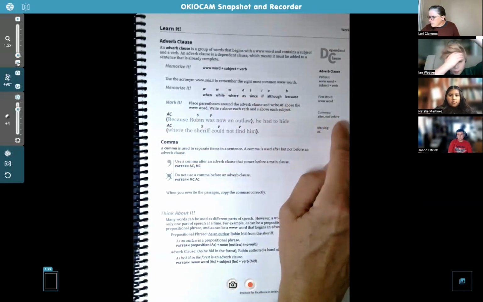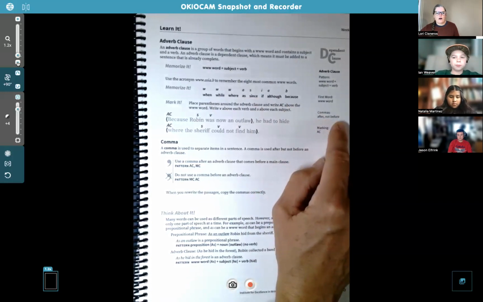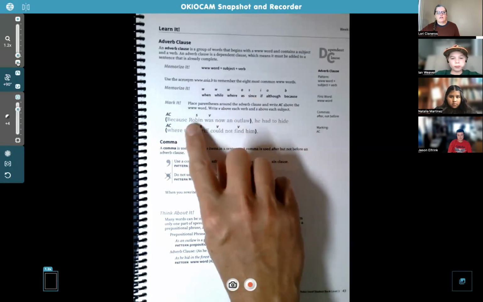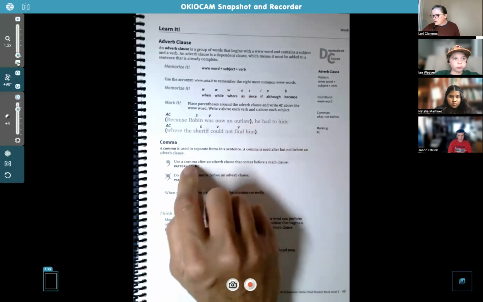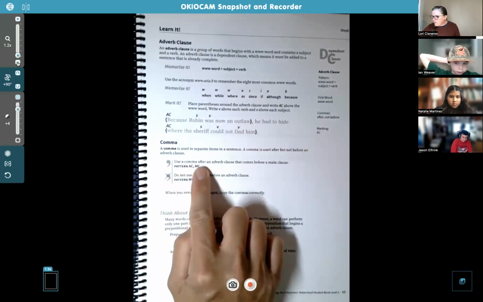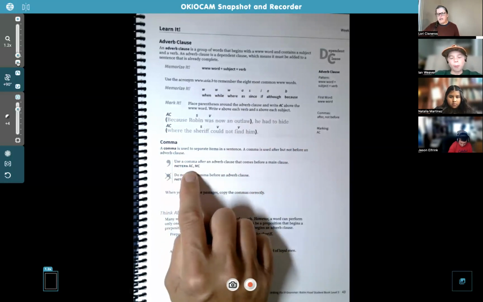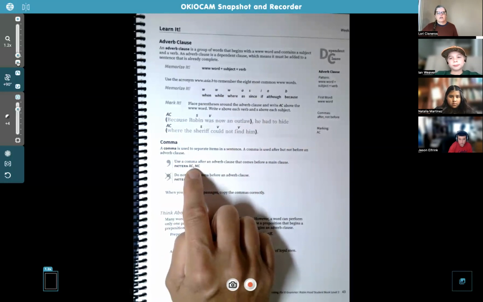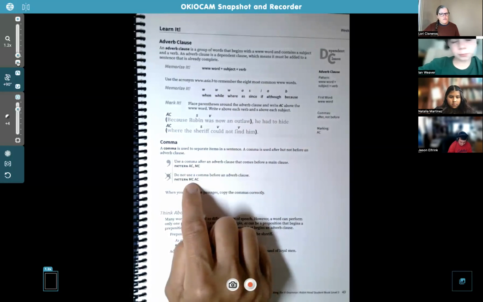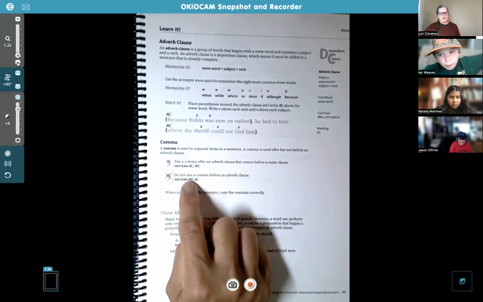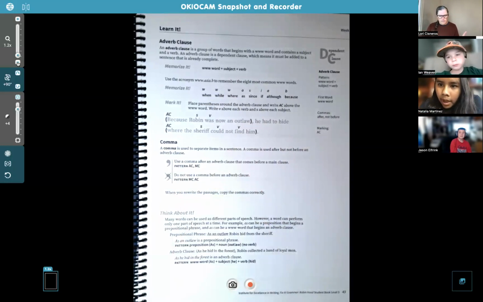It says here, commas, we're going to talk about a comma rule, after, not before. So whenever you have an adverb clause at the beginning, the comma comes after it. So here it tells us, use a comma after an adverb clause that comes before a main clause. So here we have the pattern AC, which is adverb clause, comma, main clause. If the main clause comes first, then there's no comma. So main clause and then adverb clause, no comma. It depends on what order it's in, okay?